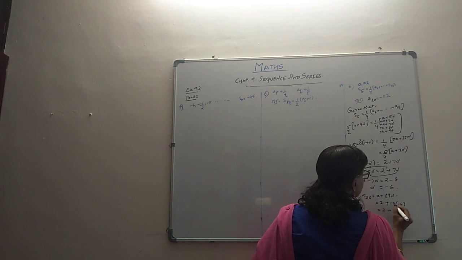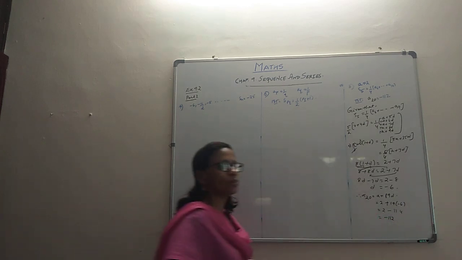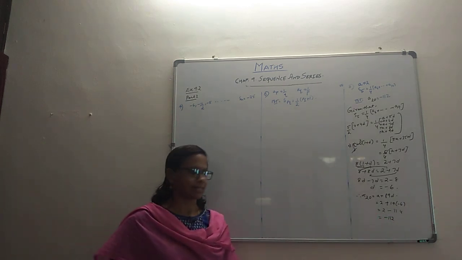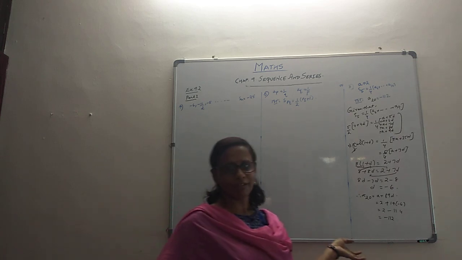Plus and minus, it's minus. 9 6s are 54, 5 carry, 114. 2 minus 114 is minus 112, and that is what they have asked us. So that is our third problem. This is how we complete it.